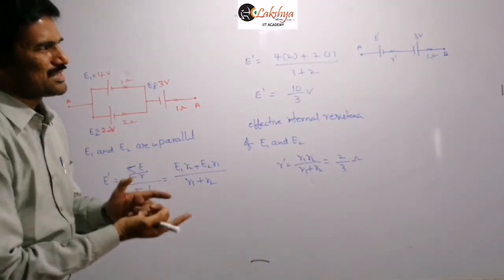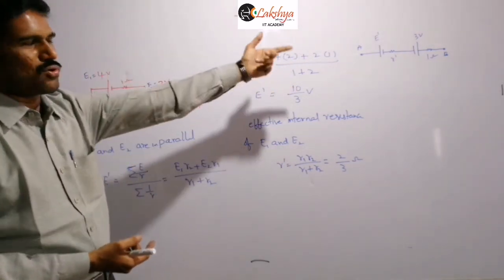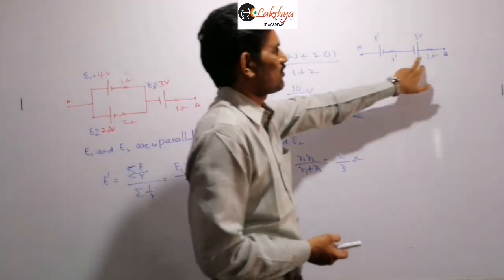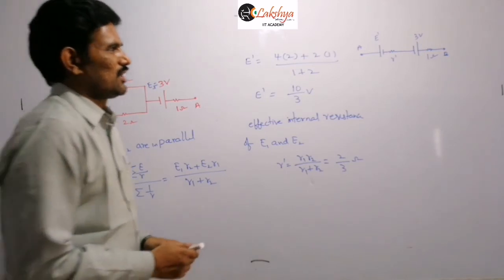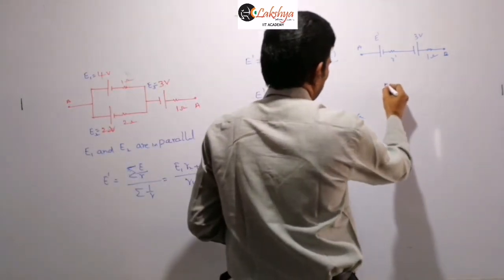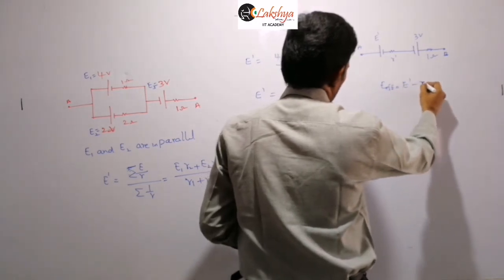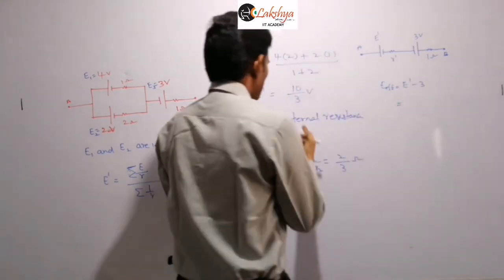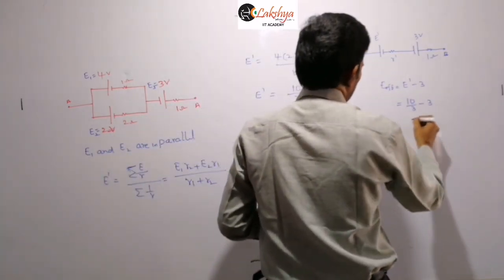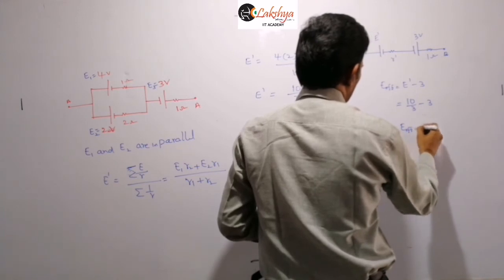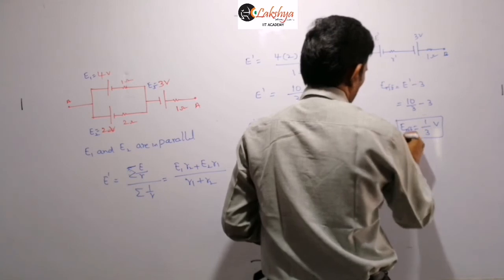Now out of this E dash and 3 volts, which is larger? We can observe that both are in series but they are wrongly connected, right? Because the negative terminal of one cell is connected to the positive terminal of the other cell. So they are wrongly connected, and so we need to write E effective is equal to E dash minus 3, because the E dash value is larger here. So 10 by 3 minus 3. Therefore, this E effective is equal to 1 by 3 volts, you will get, right?